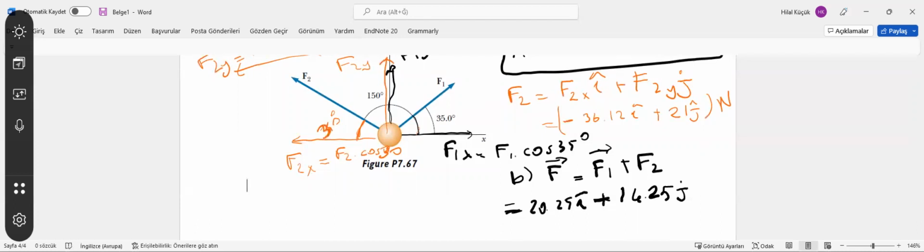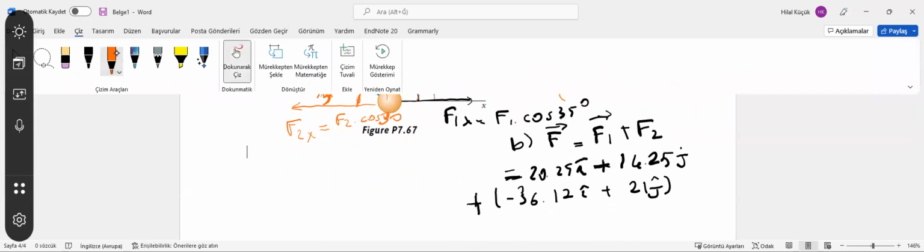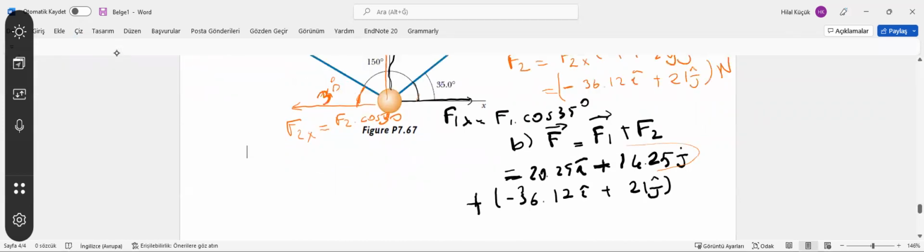Okay, this is F1 plus, what was F2? Minus 20, so 36. This part is F1. Second part is F2. Just unit the sum, same.